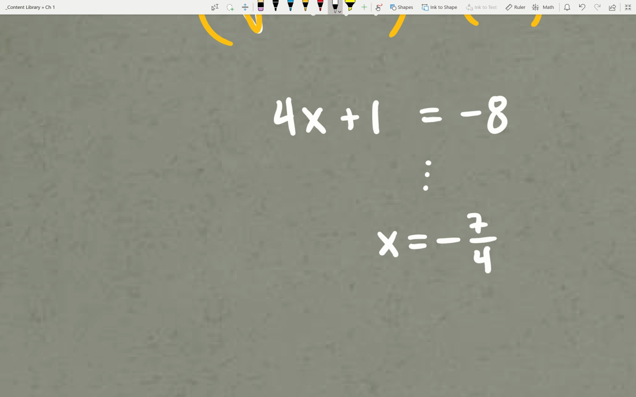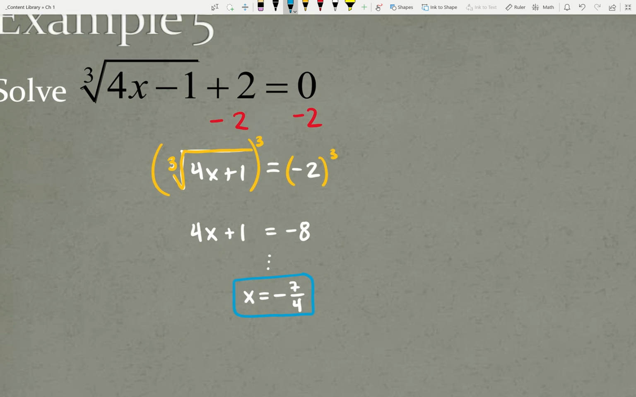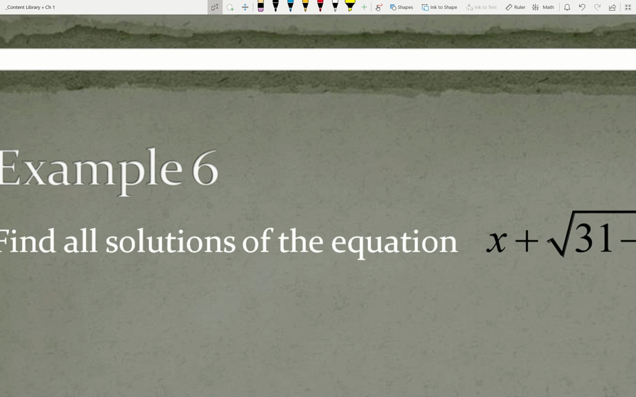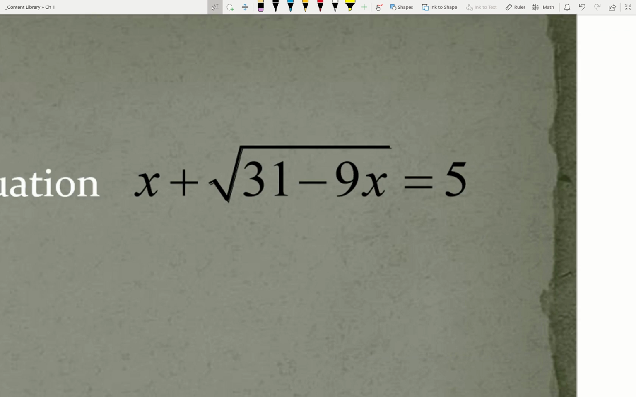-7/4, okay? Really easy to check that one in the calculator. Again, always getting into the habit of checking your solutions before you submit your work. Very good habit to get into. But these radical equations, I would say, are pretty straightforward. You just want to isolate the expression and then undo it, right?